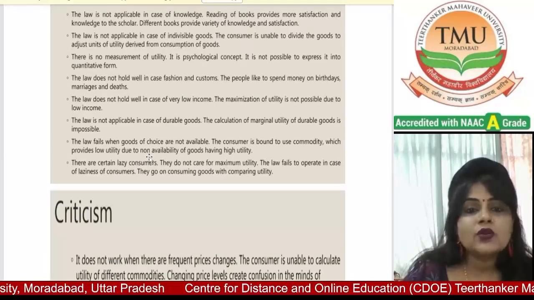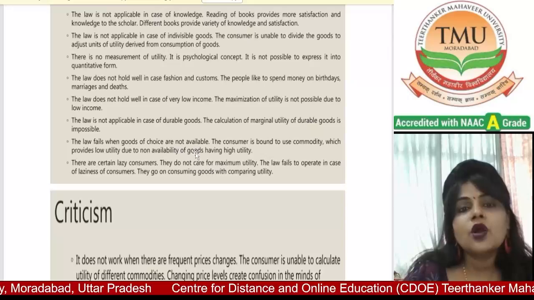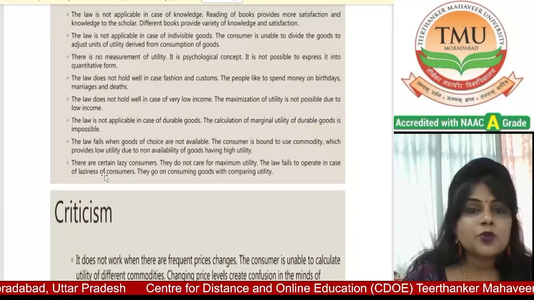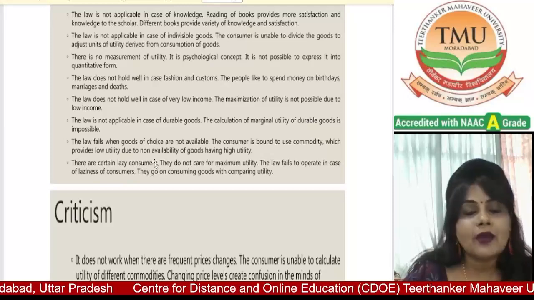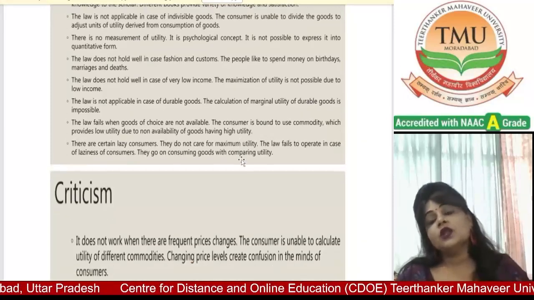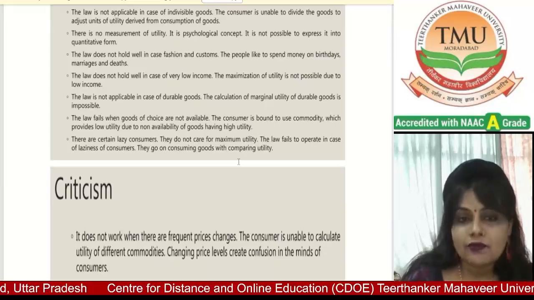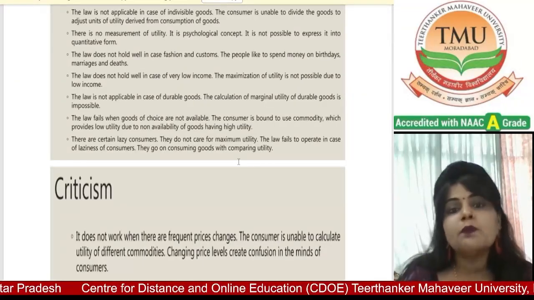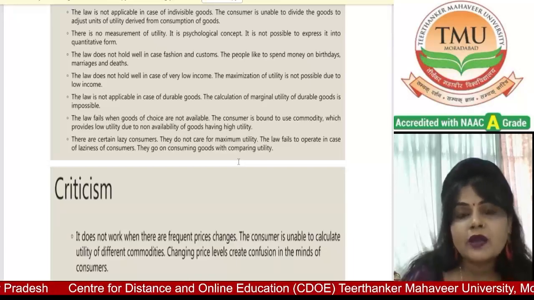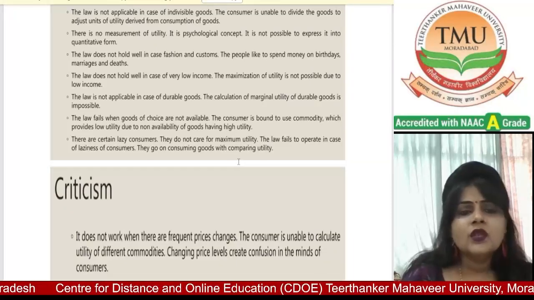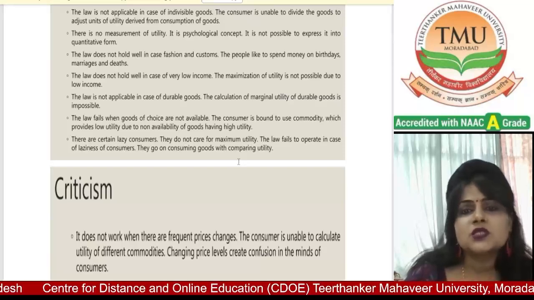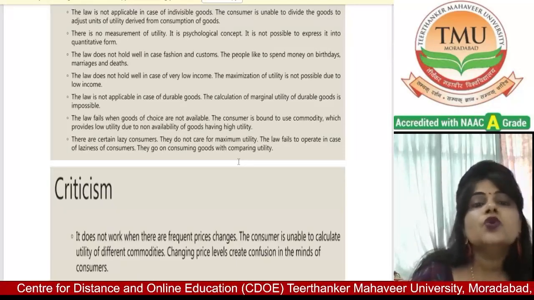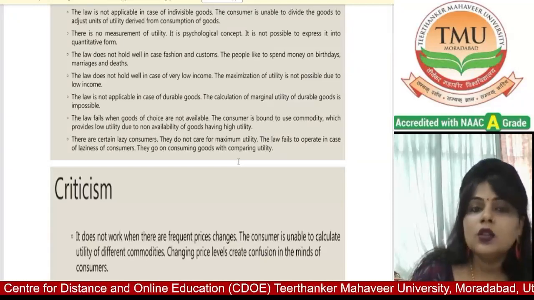The law fails when goods of choice are not available. The consumer is bound to use a commodity which provides low utility due to the non-availability of goods having high utility. If something is not available in the market, the consumer has to use another thing in its place, so he doesn't judge what utility he gets, and he is forced to use goods with low utility.